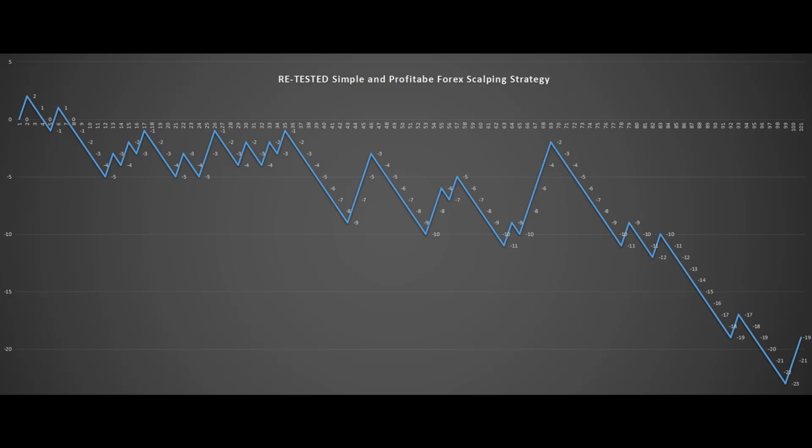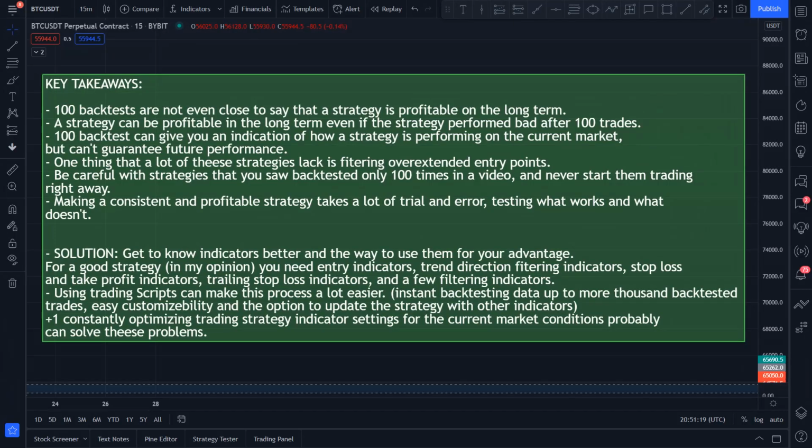As I said earlier, I will do a retest of this simple and profitable scalping strategy, because I made a mistake in the original backtesting video, using a 0.3 pip entry and 0.3 pip stop loss position instead of a 3 pip one. Now let's talk about some key takeaways here.